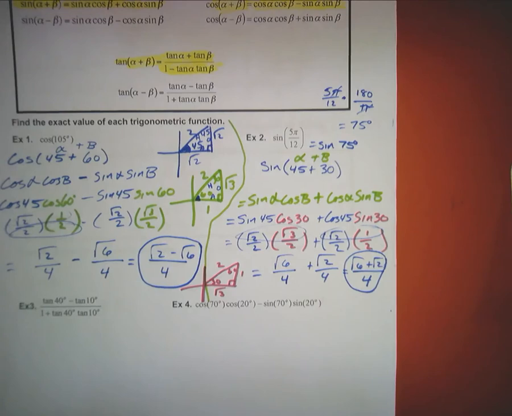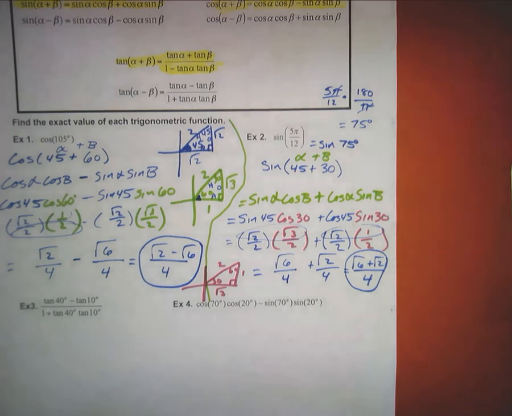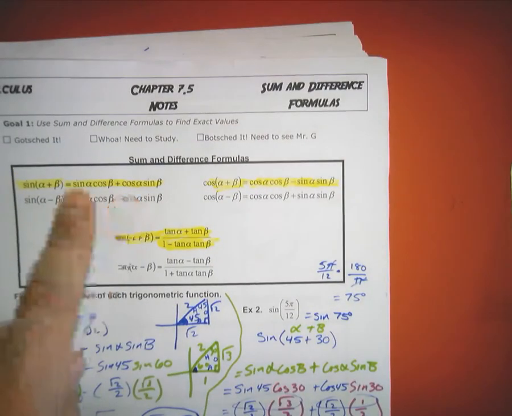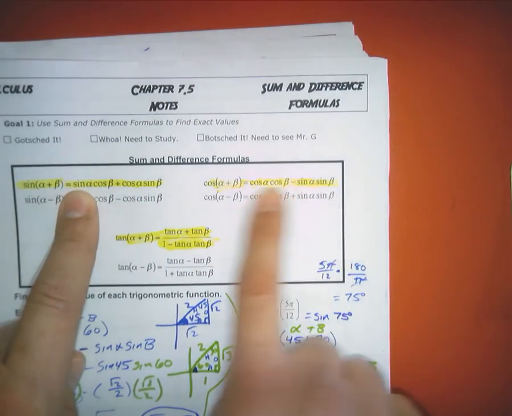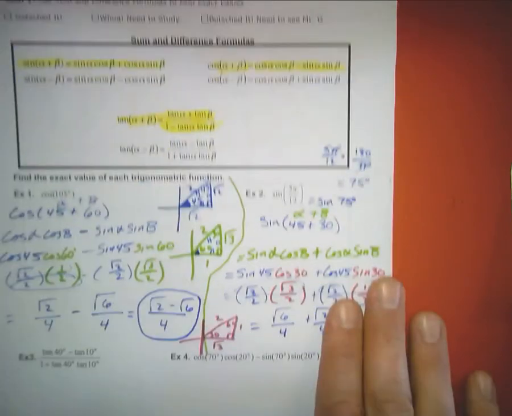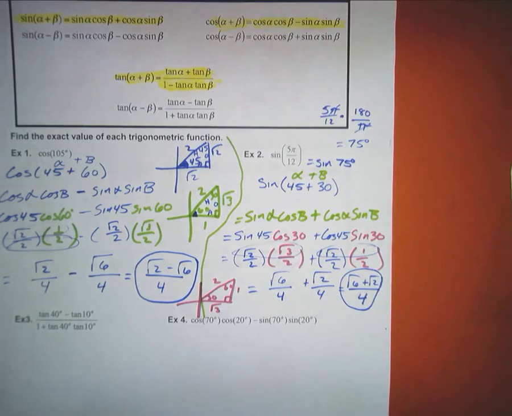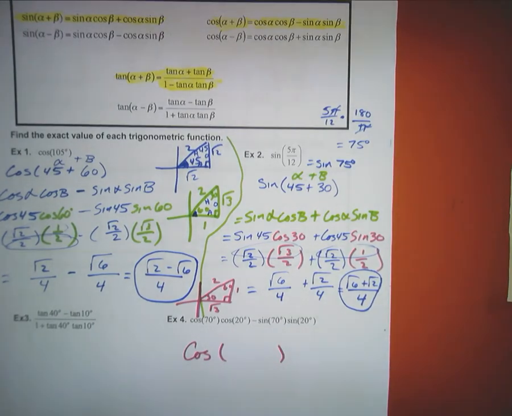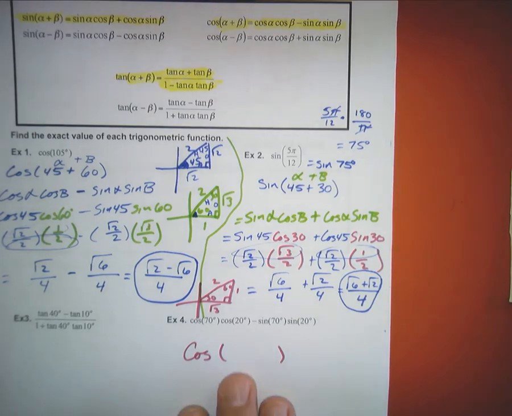The first thing I have to do is identify, is this sine or cosine of alpha plus or minus beta? So am I dealing with sines or cosines? And how do you know? Does that look like this one, or does that look like this one? Sines or cosines? John? Cosines, because on the sine one, it's multiplying sines and cosines together, but on the cosine one, it's multiplying cosines together and sines together.